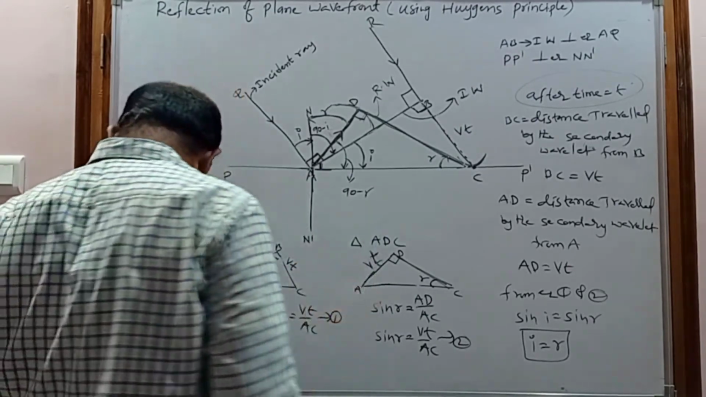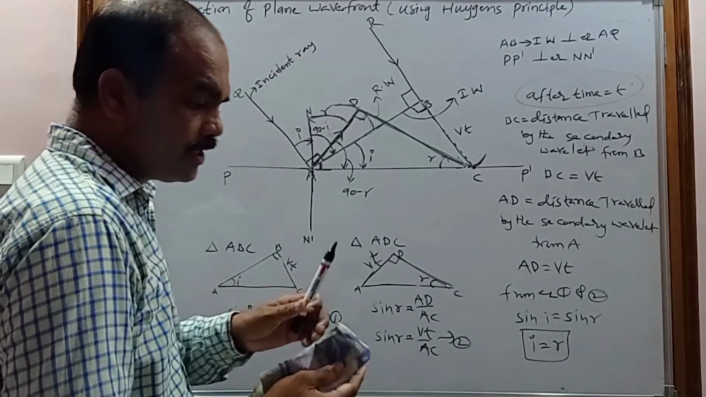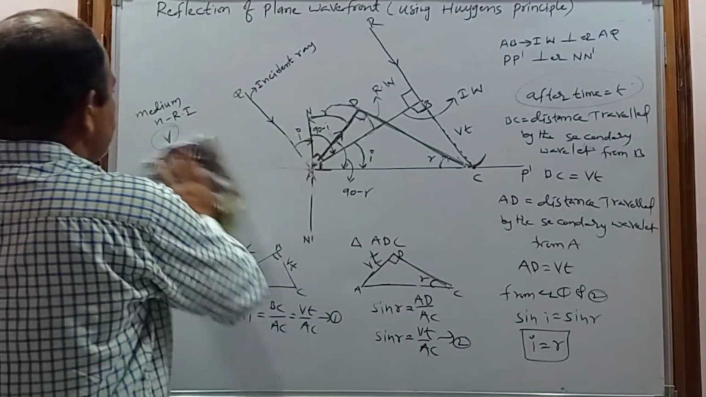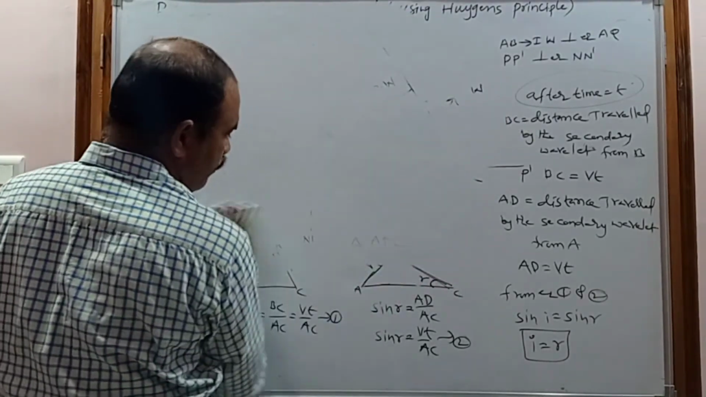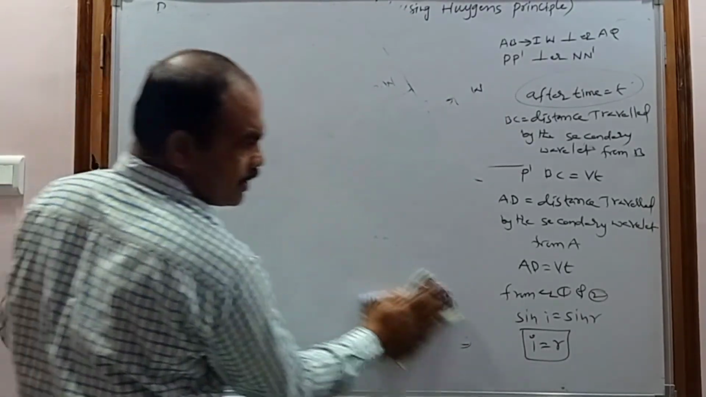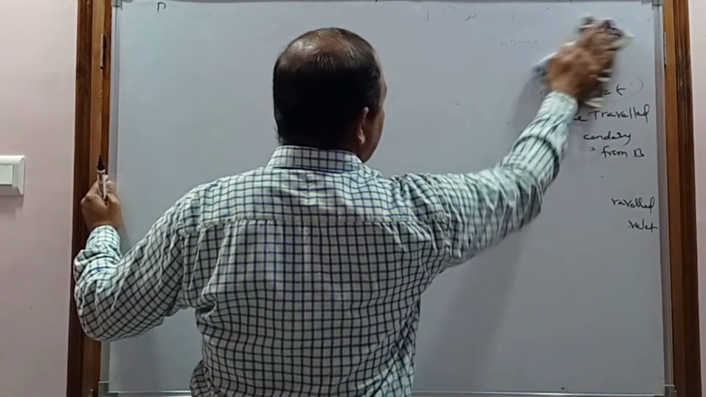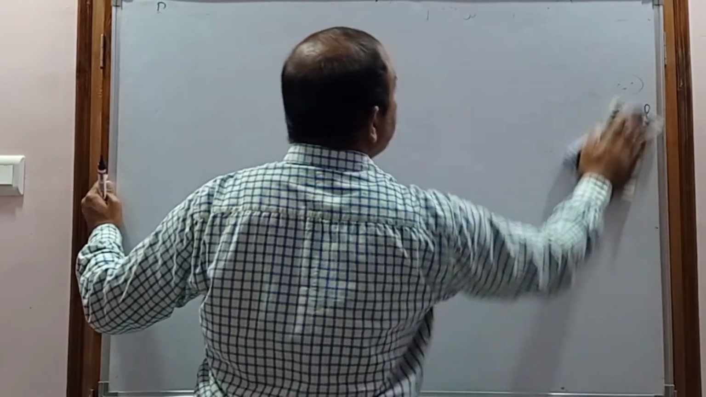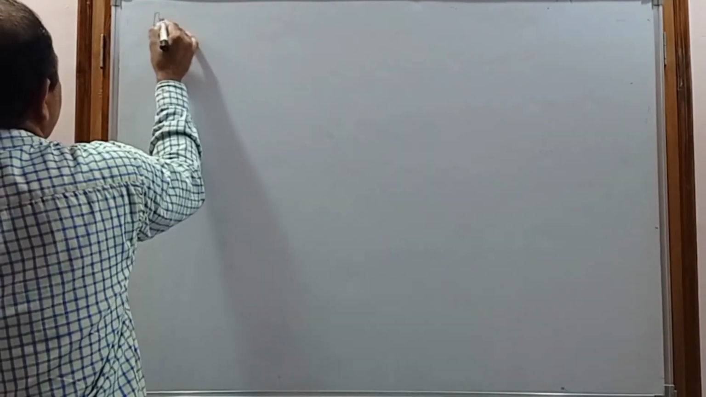So far we discussed the reflection and refraction of plane wavefront. Now I am going to explain how a plane wavefront behaves when it is incident on a prism, a convex lens, as well as a concave mirror.